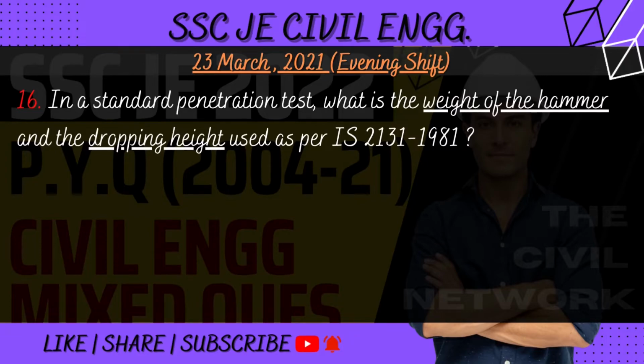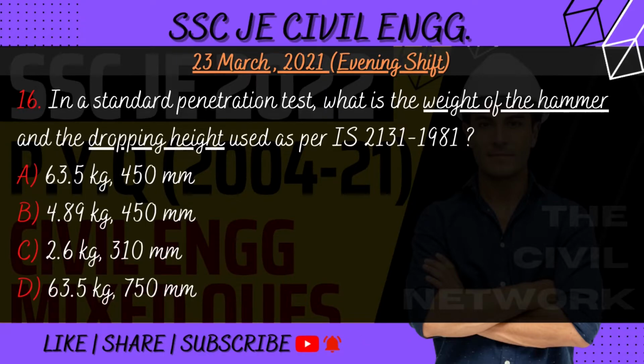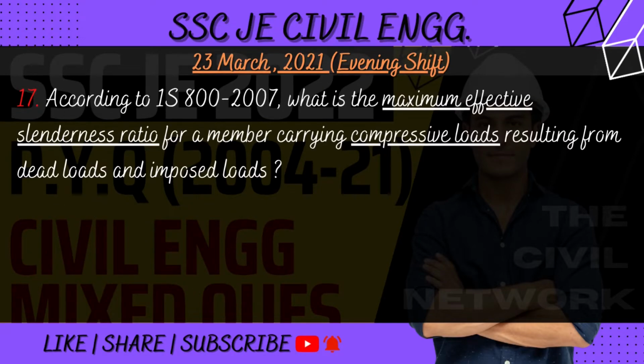Question number 16. In a standard penetration test, what is the weight of the hammer and the dropping height used as per IS 2131-1981? Options are A. 63.5 kg and 450 mm, B. 4.89 kg and 450 mm, C. 2.6 kg and 310 mm, D. 63.5 kg and 750 mm. So the correct answer is option D, 63.5 kg and 750 mm.